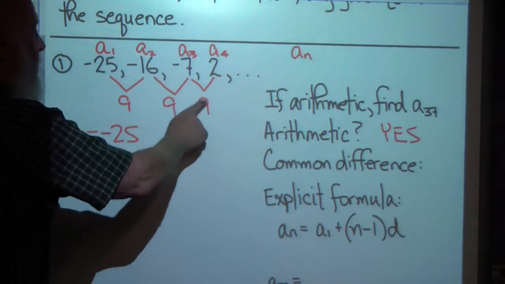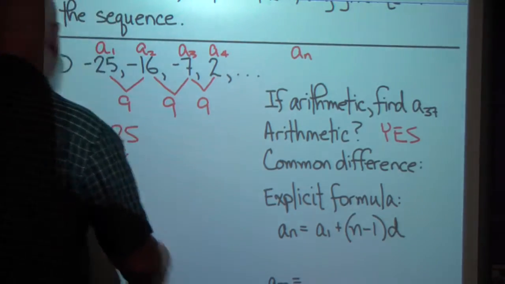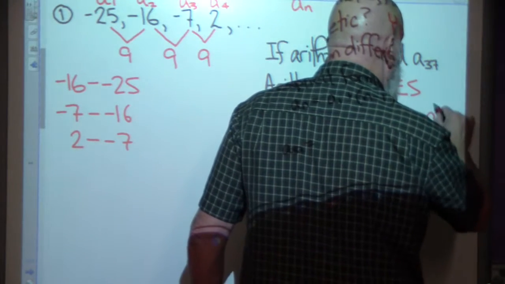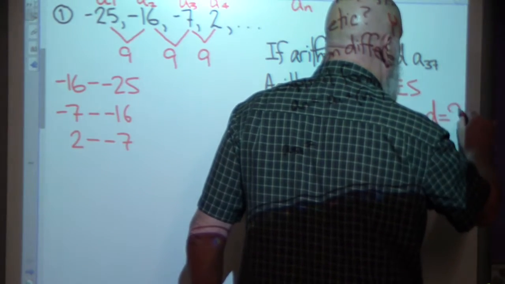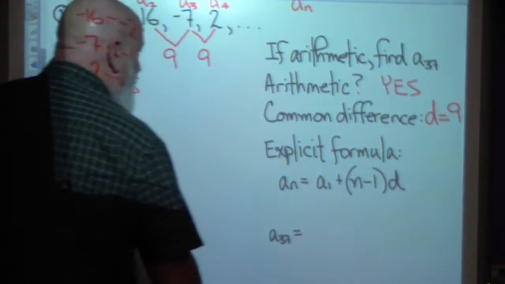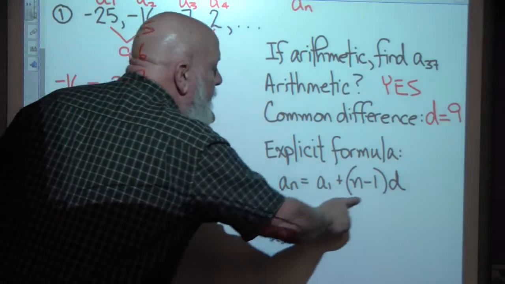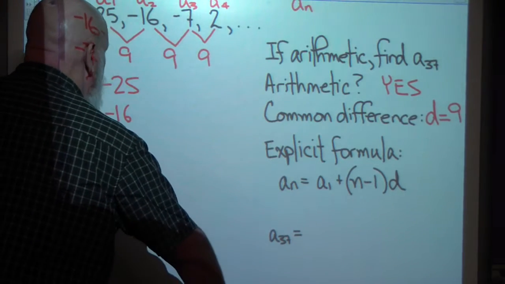Well, the common difference is 9. So we would say this. We use the letter d for difference. d equals 9 in this case. And then it says, well, what is the explicit formula? And here is what we call the general case of the explicit formula.